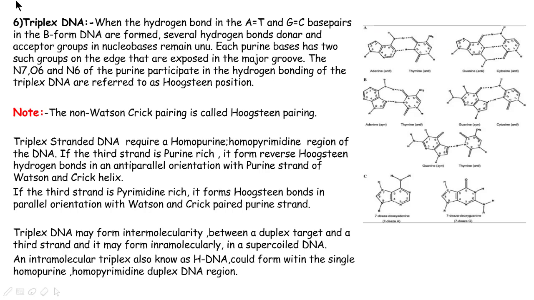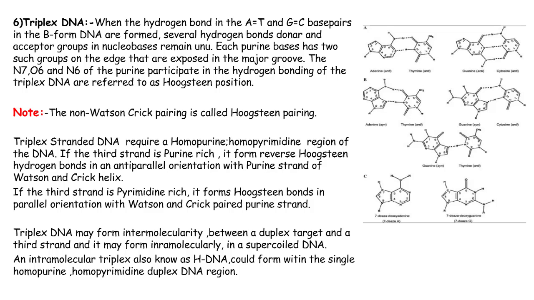Okay. What is the triplex DNA? When the hydrogen bonds in the AT and the GC base pairs in the B form of the DNA are formed, several hydrogen bond donor and acceptor groups in the nucleobases remain unused. Each purine base has 2 such groups on the edges that are exposed in the major groove: the N7, O6 and N6. These are the positions. At number 7 you get a nitrogen, at position number 6 you have an oxygen, and at position number 6 you have a nitrogen of the purine.